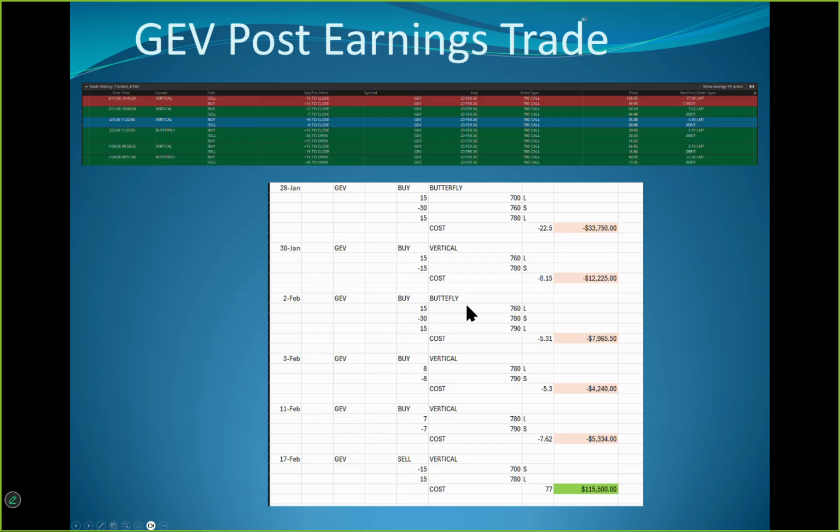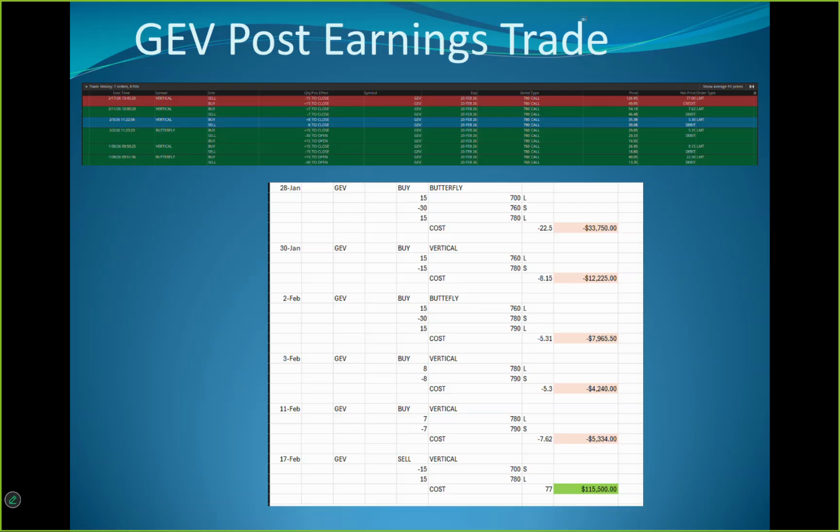Why don't I buy 15 at 760, sell 30 at 780, and then buy 15 at 790? So what I've done is I've now taken that short position and pushed it up to 790. I'll show you what the trade looks like in a few minutes. So I'm left with a new spread that is 700, 760, 780, and 790.